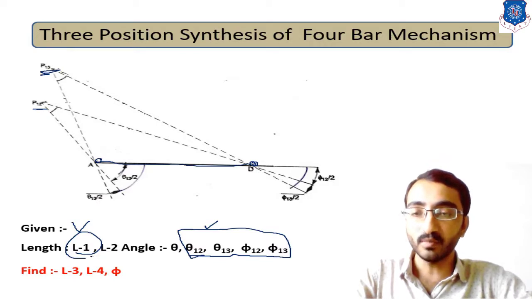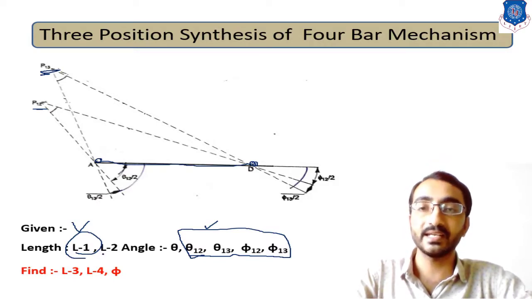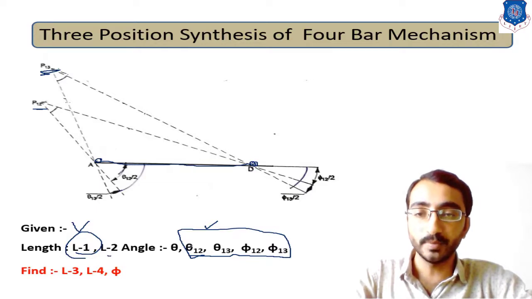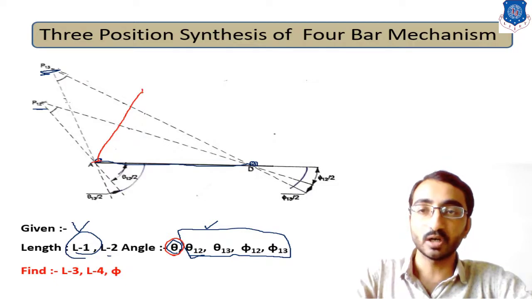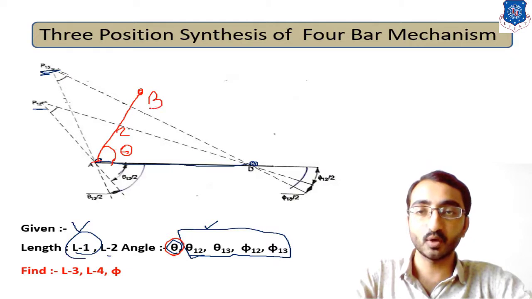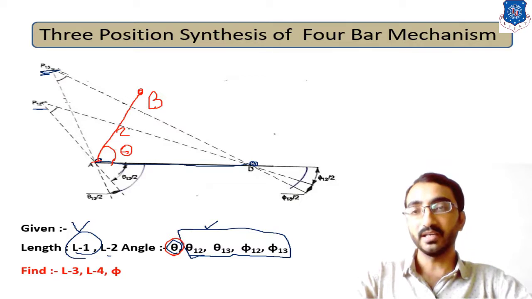Okay, so now link number 2 should be drawn at angle theta. So now we have to sketch link number 2, which is measuring angle theta with link number 1. So with reference to this horizontal line AD, draw a line which is representing your link number 2, which is measured with the angle theta. Okay, and this will notify your link number 2. So let's consider this point as B. So this AB is link number 2. Okay, clear up to this point.